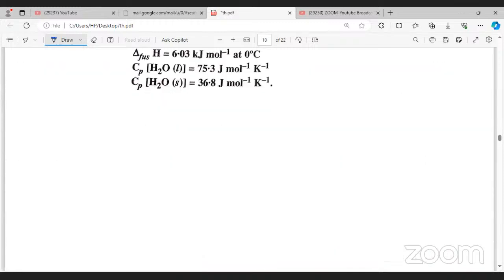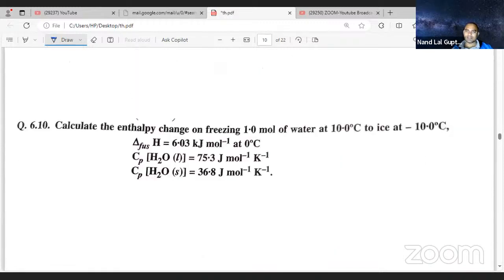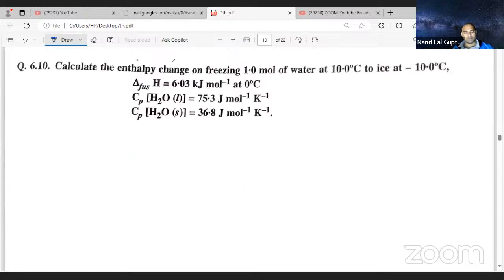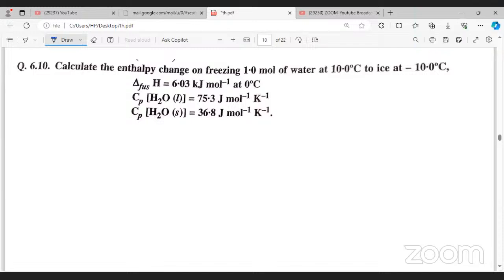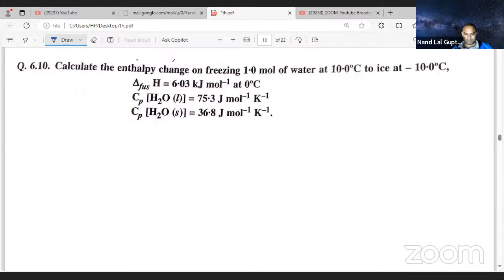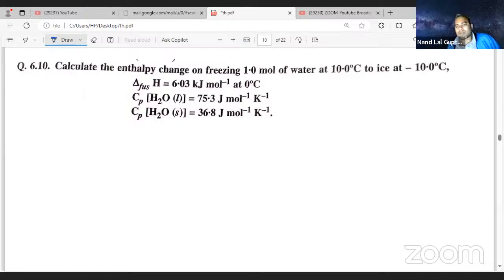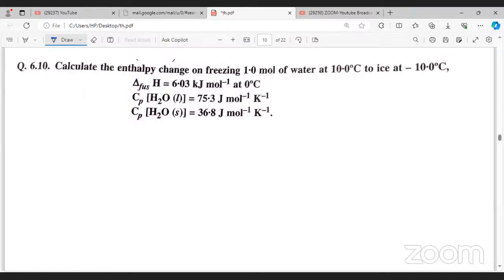Okay, this is the interesting question you can take. Check it here. 1 mole of water at 10 degrees to ice at minus 10 degrees.